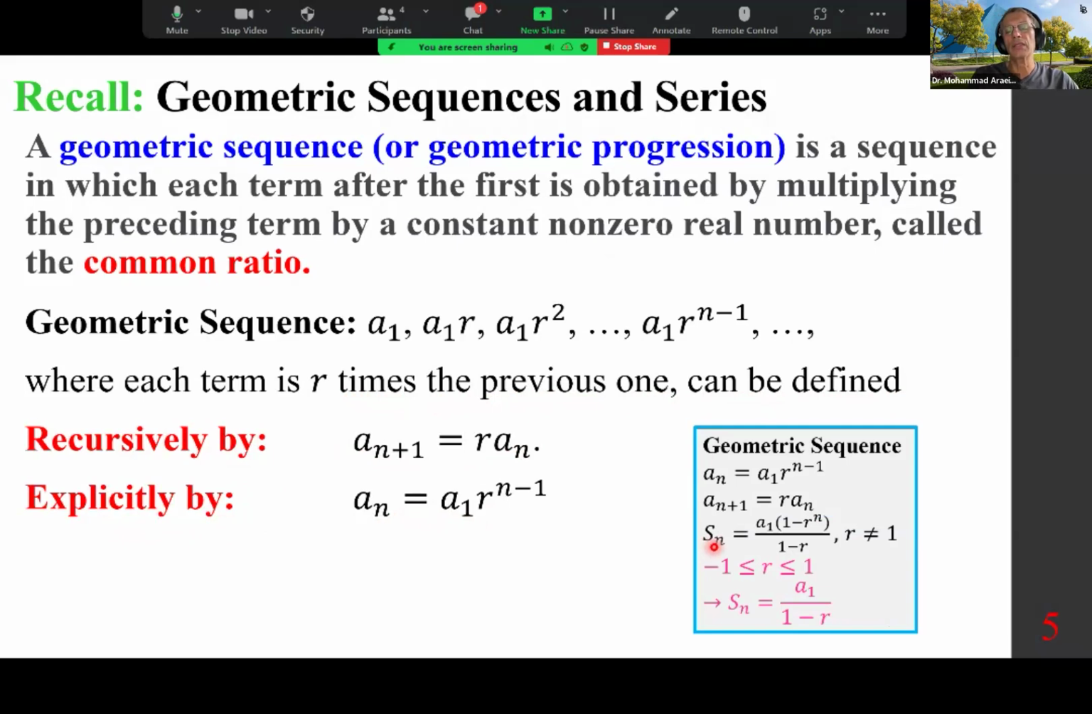And the sum s sub n equals a sub 1 times 1 minus r to the power of n over 1 minus r. Needless to say, r can't be 1. If r happens to be between negative 1 and 1, s sub infinity is a sub 1 over 1 minus r, because as n goes to infinity, r to the n goes to 0. A number between negative 1 and 1, if you raise it to a power, ultimately approaches 0.